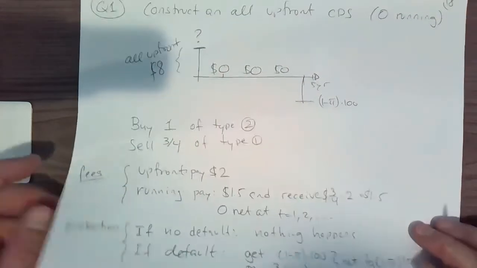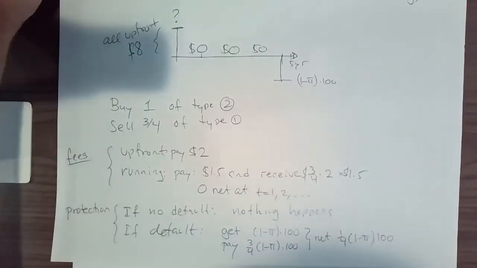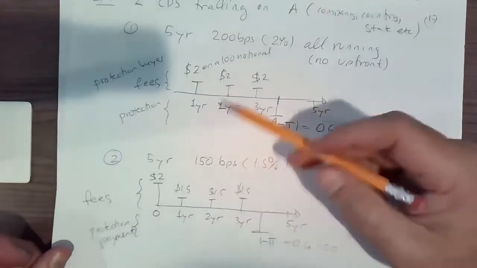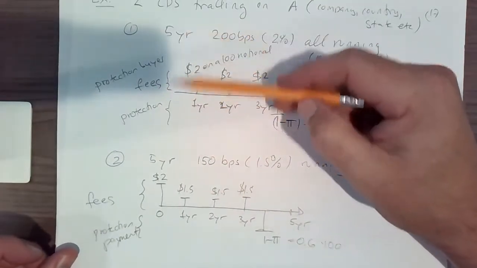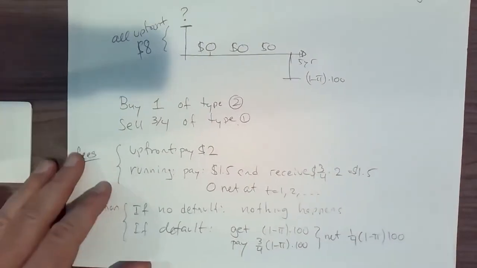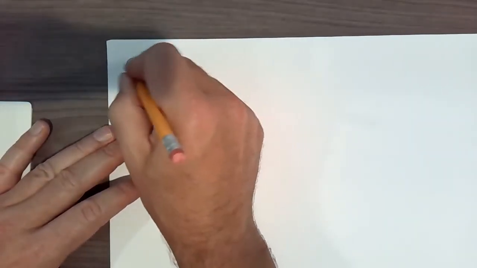So that was the first one. This was how we could combine such two contracts to create one that has an all upfront payment. Now we can go to the other extreme, and this is question 2.